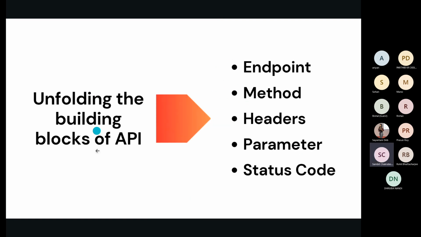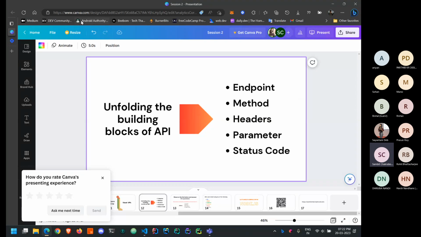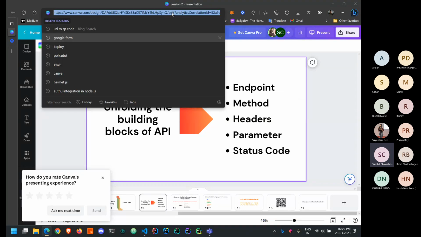Actually, you have to know the building blocks of an API. So endpoints, method, headers, parameters, status code. First of all, we have to know the endpoint. Endpoint is a specific URL from which you can access that API. So suppose I am here. So this is from this link. Yes, this part. This part is actually the endpoint of the API from where you can access this document.